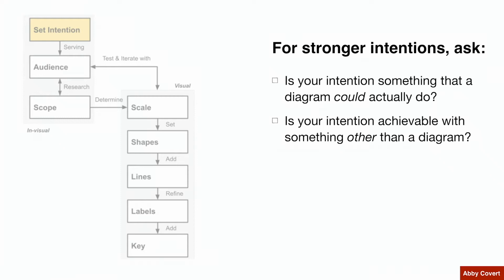This question assures that I'm not using diagramming as magic or some sort of scapegoat, and making sure that I can actually achieve the thing I'm setting out to achieve. The second question is: is your intention achievable with something other than a diagram? This question makes sure that I'm not being too prescriptive about the form that the diagram will take. When we set our intention, if we're humble enough to be paying attention, we will likely immediately realize something is standing in the way of our ability to diagram.